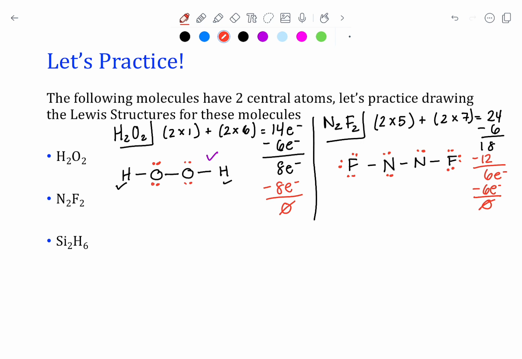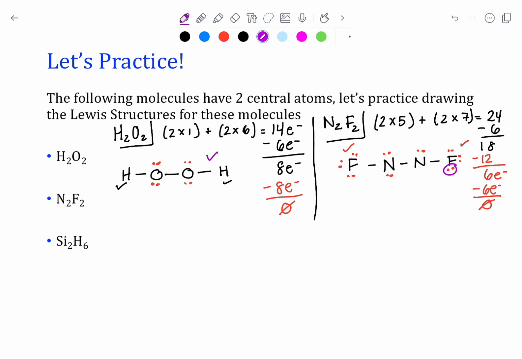Our last step is to just double check that everything has an octet. We know our fluorines have octets. My first nitrogen here has an octet, but my second nitrogen here does not. My nitrogen does not have a lone pair. It does not have an octet. So we're going to have to move a lone pair of electrons in order to form a double bond so it can have an octet. Now, because we have multiple central atoms here, we have some choices.